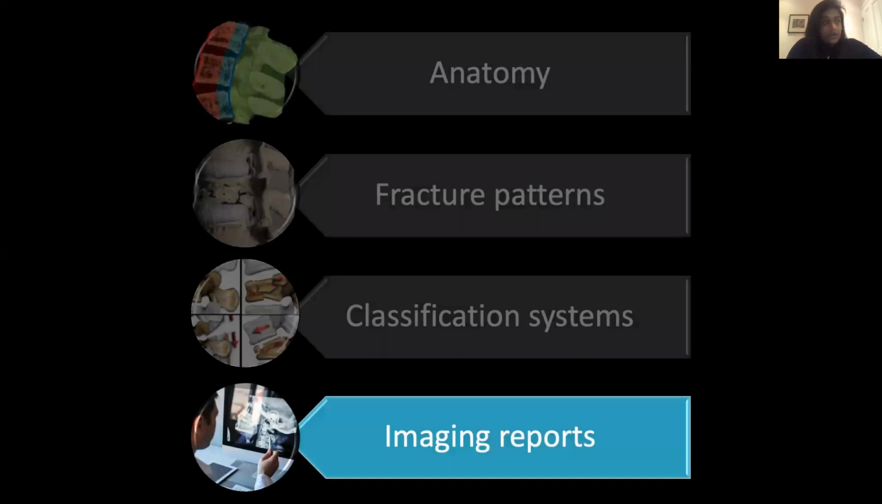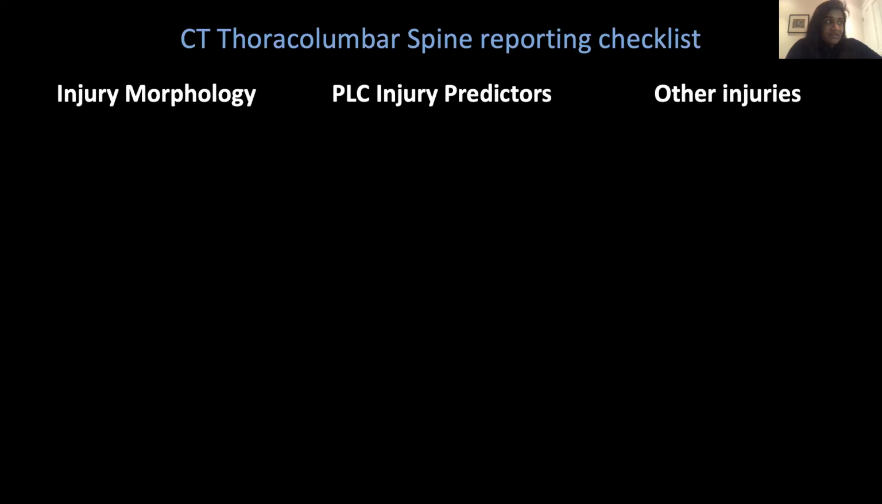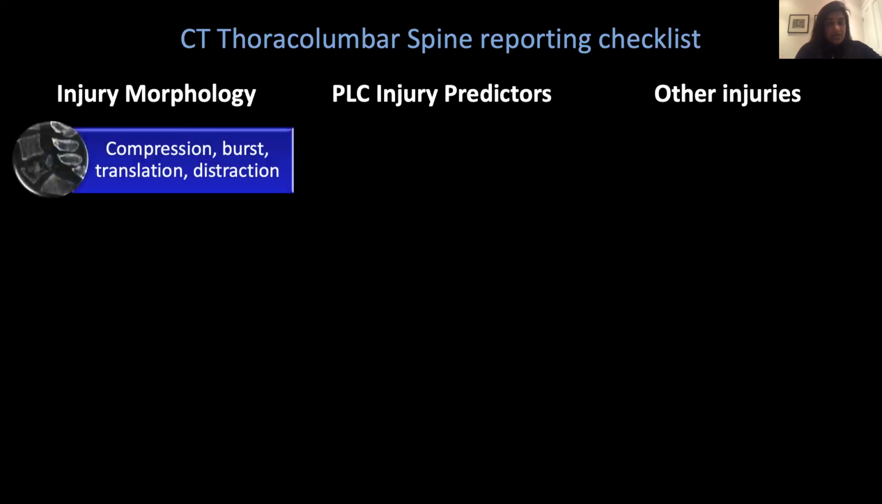So what should we include in our imaging reports? So when we report CT thoracolumbar spine, now this list is by all means not exhaustive, but these are the things that I think you should include if you have fractures of the thoracolumbar spine. So firstly, I think it's important to describe the fracture morphology. So is this a compression type fracture, a burst type fracture, translation, or distraction? And if you know that your surgeons, for example, or your clinicians like AO spine, feel free to classify it in that way.